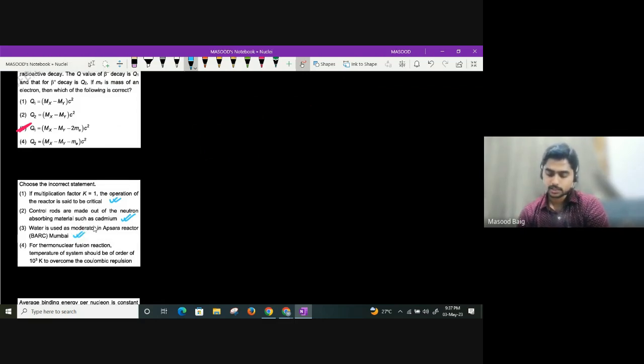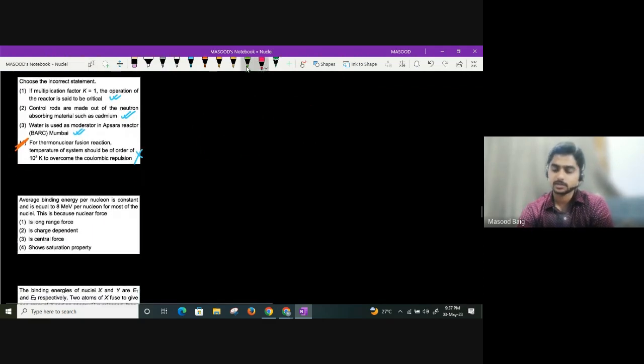Then, for thermonuclear fission reactions, temperature of system should be of the order of 10 cube Kelvin to overcome the Coulombic repulsion. I think this should be more than 10 cube Kelvin, guys. So I think the fourth option would be the wrong statement in this.